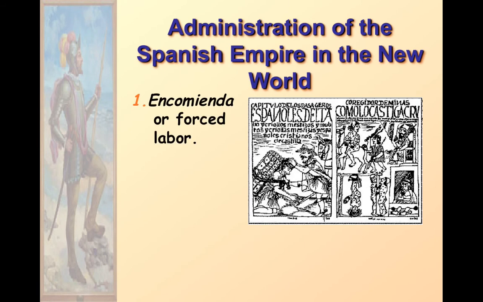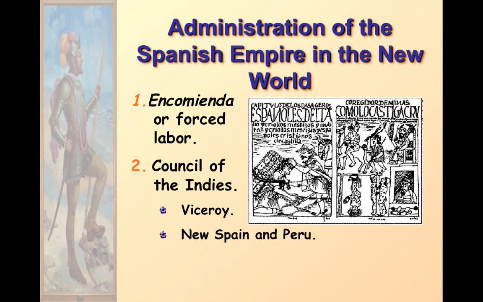Okay, administration of the Spanish Empire in the New World. You have the encomienda. Basically it's forced labor. It's controlled by the Council of the Indies. You have a viceroy that's put in place. The viceroys were located in what was known as New Spain, as you can see on the other map I just showed you, and Peru. So you would have people put in charge of controlling the colonies as well. And all this is also done by papal agreement.